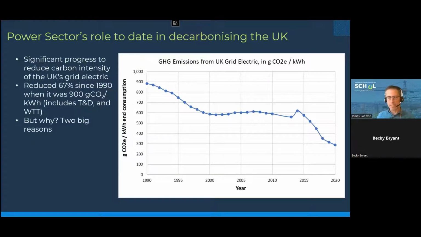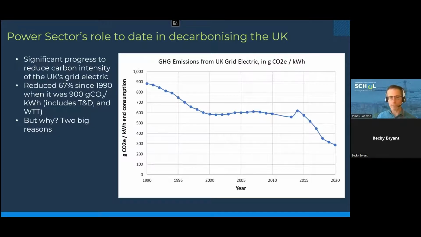So back in 1990, for every kilowatt hour of energy that came down the wires and out of a plug socket to you, had led to the release of 900 grams of carbon dioxide. We're now at somewhere around 300. It's probably even less now that the latest DEFRA emission factors have come out last week. So we're around 2/3 lower than we were some time back.